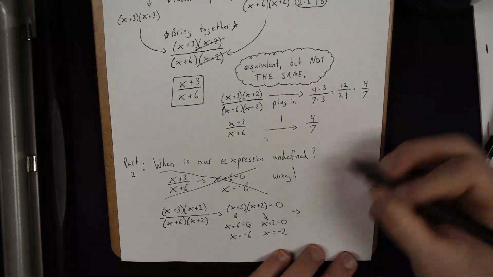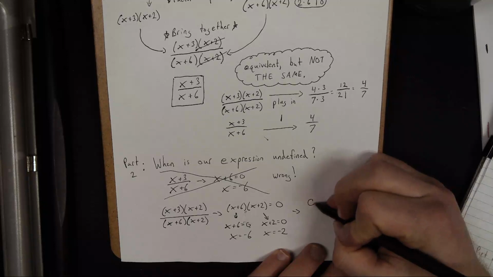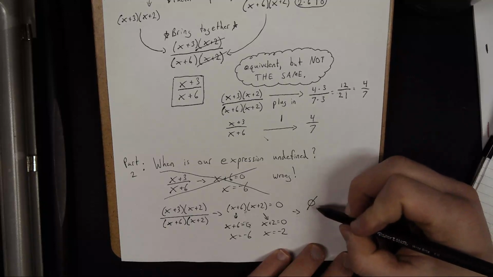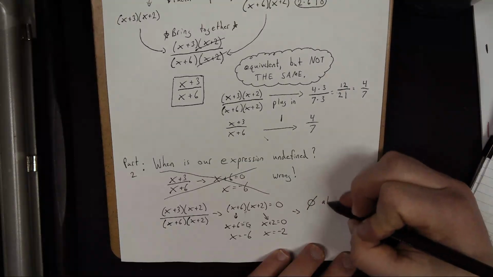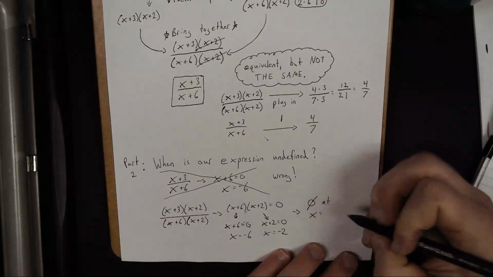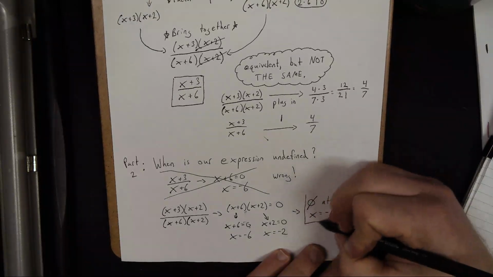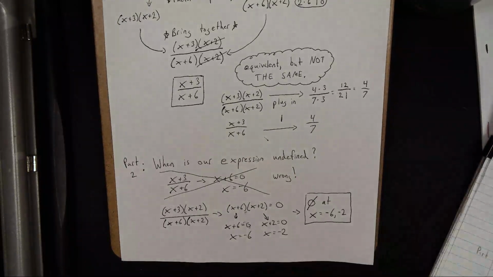We would say another way to say undefined is this value is undefined, a 0 with a slash, at x equals negative 6, negative 2.